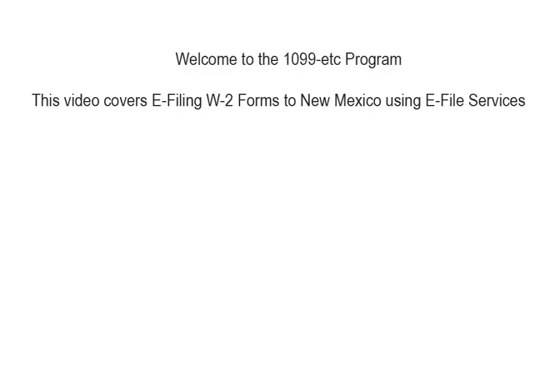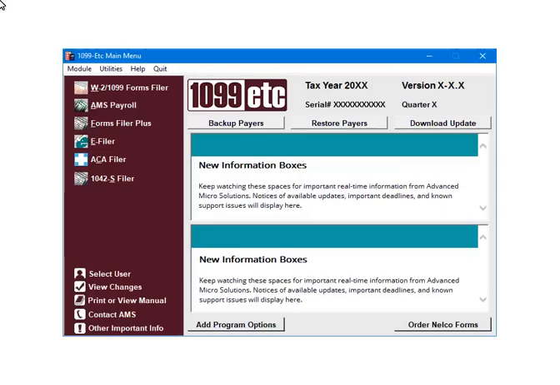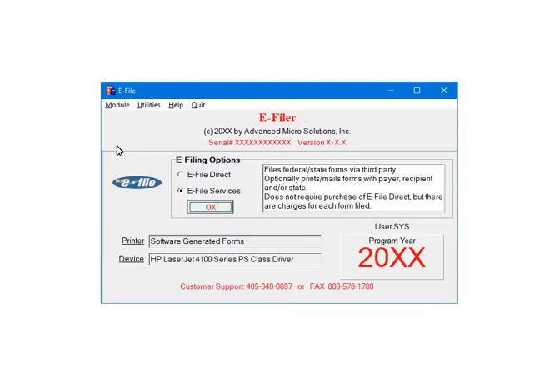This tutorial covers e-filing the W-2 forms to New Mexico using e-file services. To begin, the pair ABC payroll has been created, and the W-2 form data has been entered. This is the main menu. To continue, select e-filer. This is the e-filer menu. Select e-file services. Now click OK.